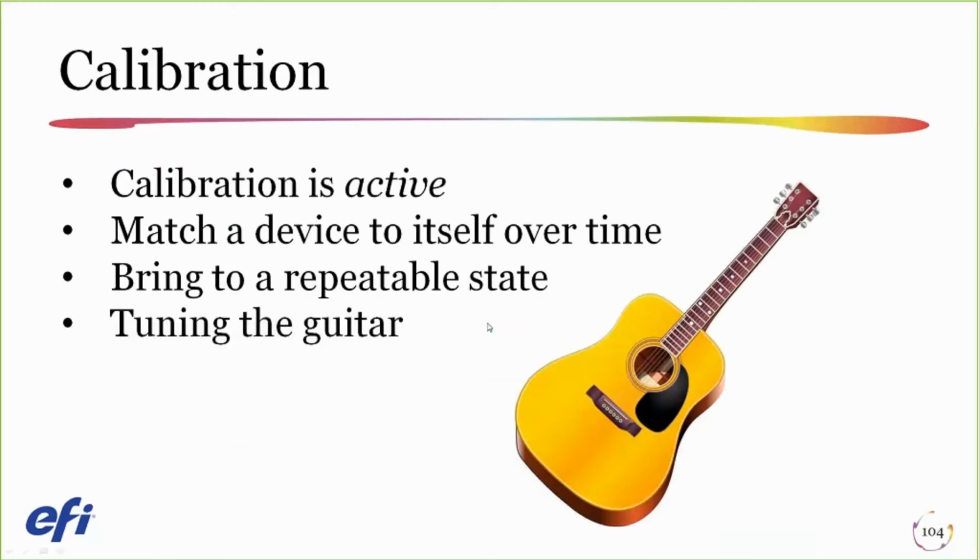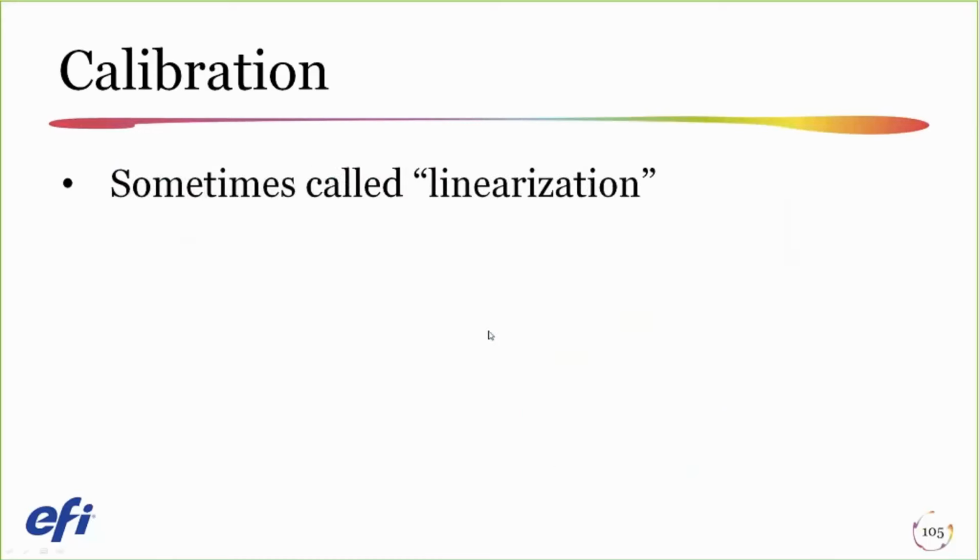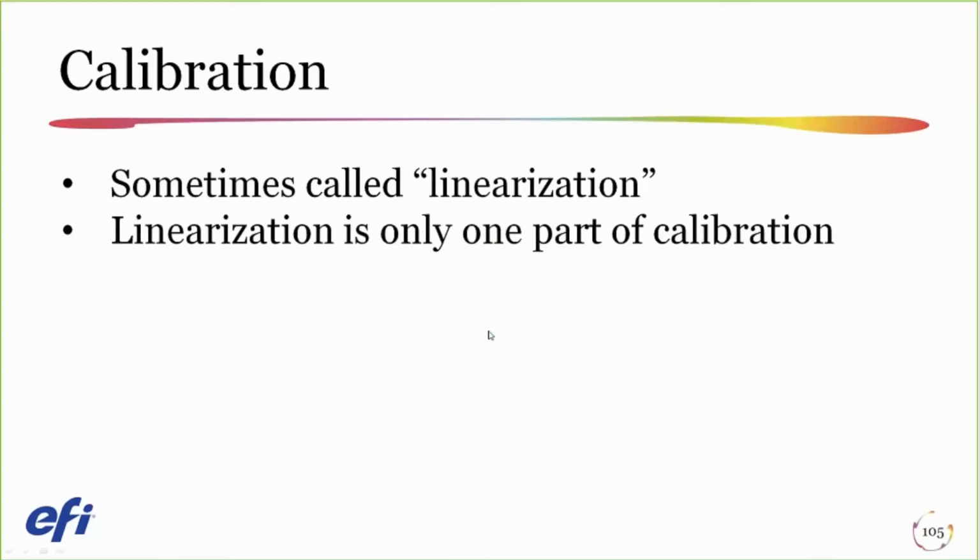It's like tuning a guitar. If you and I each have guitars, but they're not tuned the same and we're in the same room, trying to play a song, we're not going to match. There's just no way we can. But if we tune the guitars and we play the same song, well, then we blend. Then we're going to sound the same. Now, calibration is sometimes called linearization, but it really is only one part of calibration.